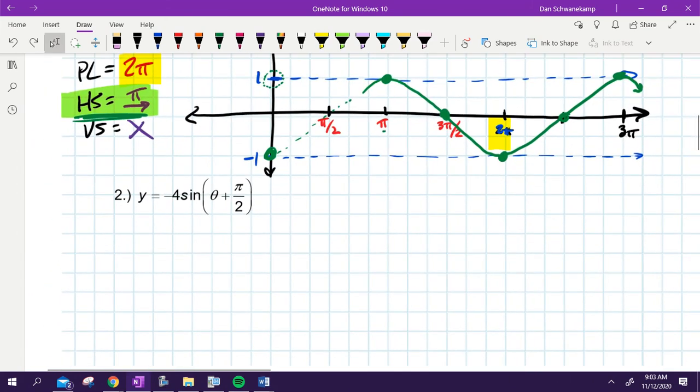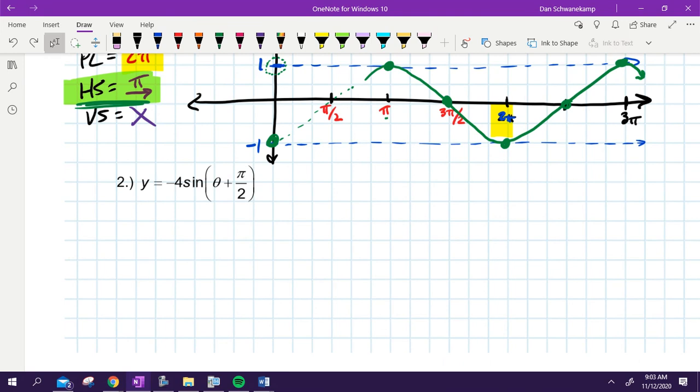Try the second one. Negative 4 sine, theta plus pi over 2. See what you can do with your neighbor. Go.